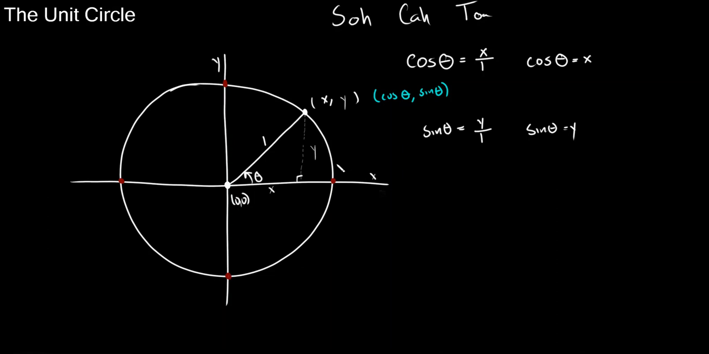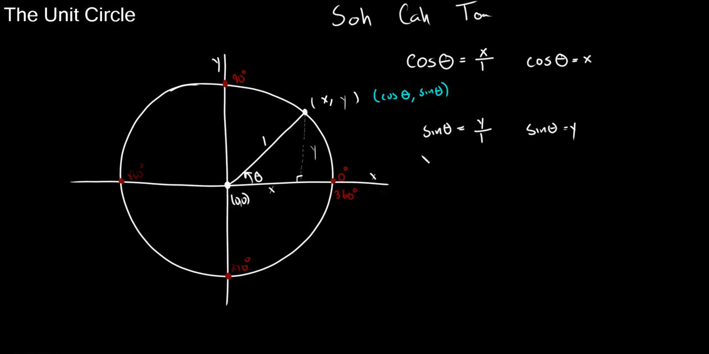Well, if we think about it, this point here would be 0 degrees. I didn't rotate at all. If I rotate up to here, that would be 90 degrees. If I rotate here, that would be 180 degrees. If I rotate down here, that would be 270 degrees. And if I do a full circle, I'm back at 360 degrees.